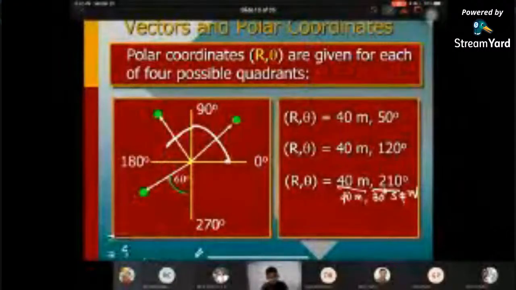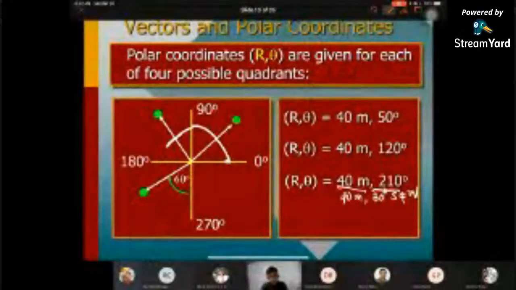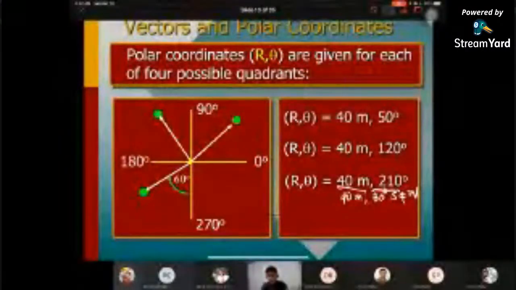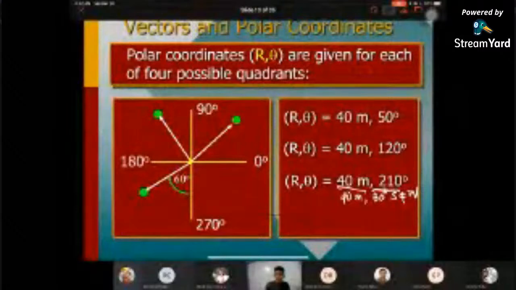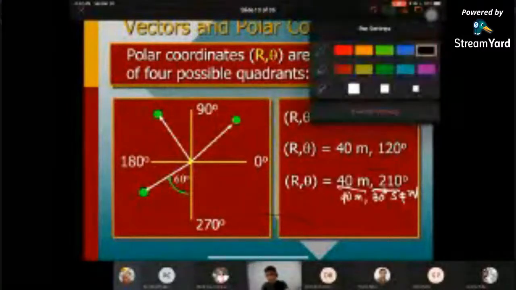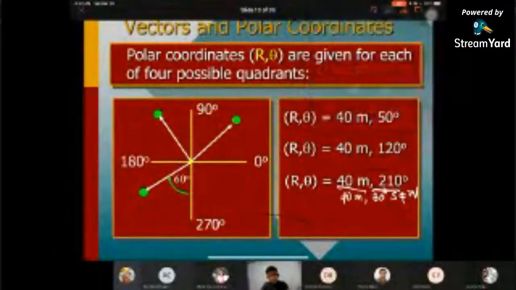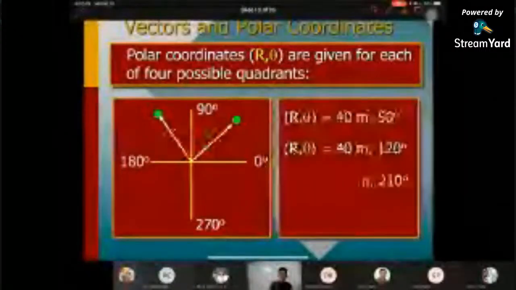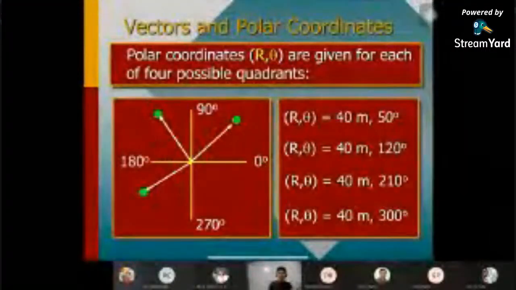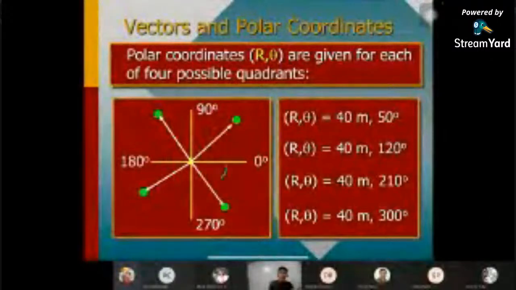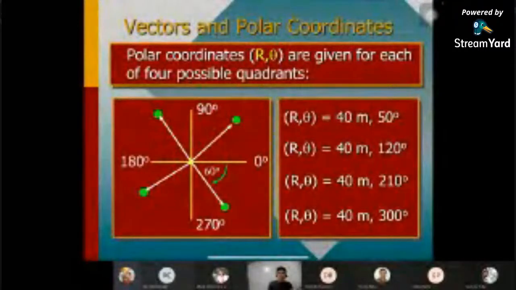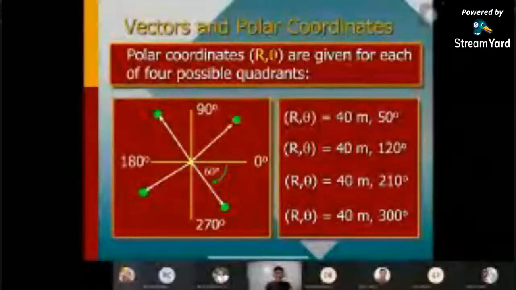Okay? Last one. Oh, wait lang. Okay. Number 3 tayo. Yun na. Wala na. Okay, number 4. So, number 4 tayo. So, number 4, 40 meters, 300. That is obviously measured from 360 minus 60, no? So, we can get that as 300.